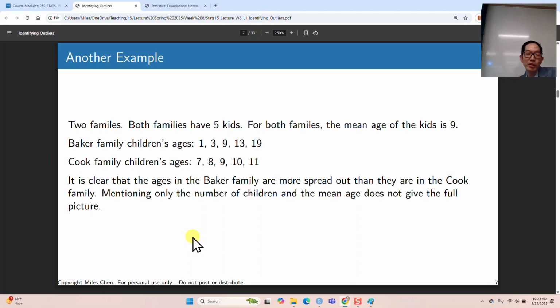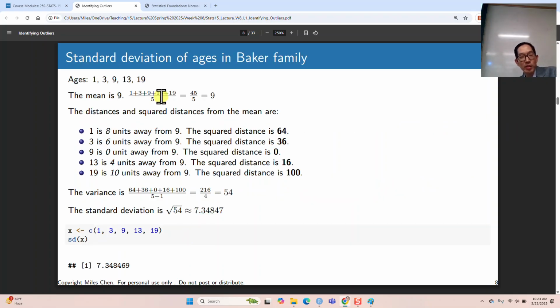We could just type these into R, but I'm going to do it by hand. Again, the mean age is 9. You add them up, divide by 5, you get 9. We ask, how far away is each of these numbers from the mean? So 1 is 8 away from 9, and you square that, you get 64. 3 is 6 away from 9. You square that, you get 36. And 19 is 10 away from 9, and you square that, and you get 100. So your numbers are 64, 36, 0, 16, and 100. You add those up, you get 216.